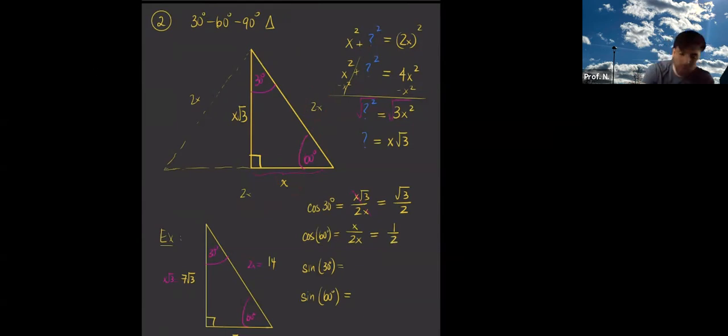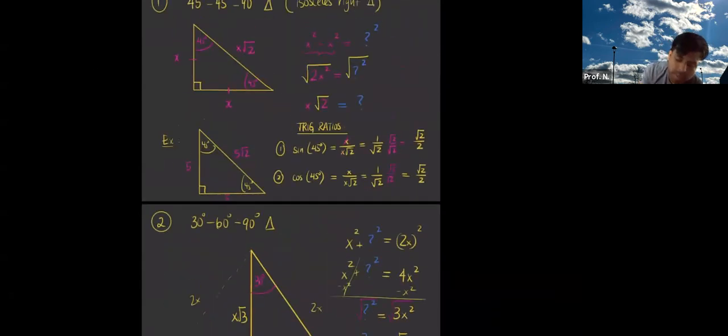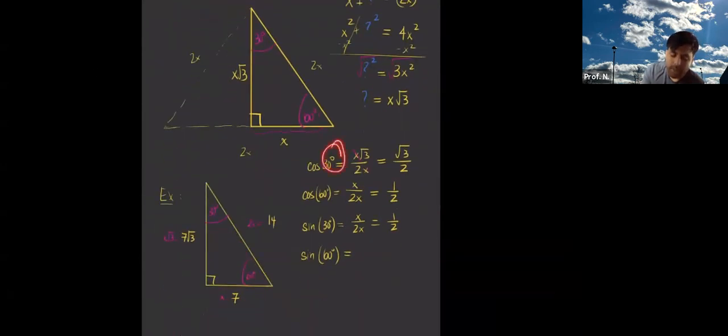Sine of 30. Go back to sine of 30 degrees. What's opposite 30 degrees now? Because I want to find sine. So it's x over 2x again, and I get 1/2. So you see here, cosine of 30 degrees does not equal sine of 30 degrees. Even though this might give you a feeling as if sine and cosine of the same angle is equal, that only happens for 45 degrees. For everything else, like 30 degrees, they're completely different numbers.